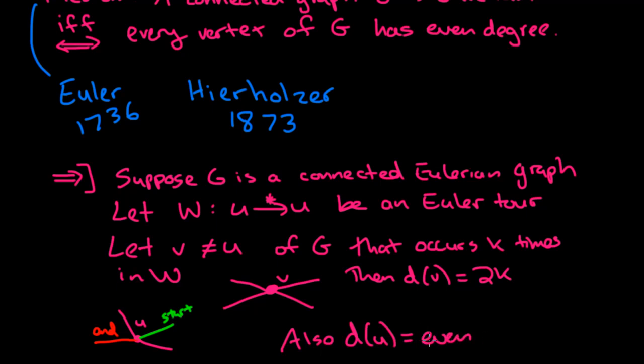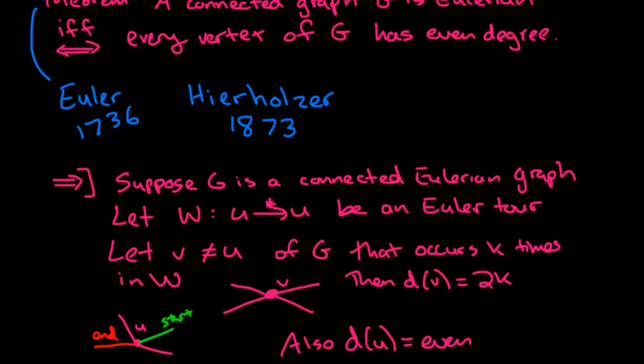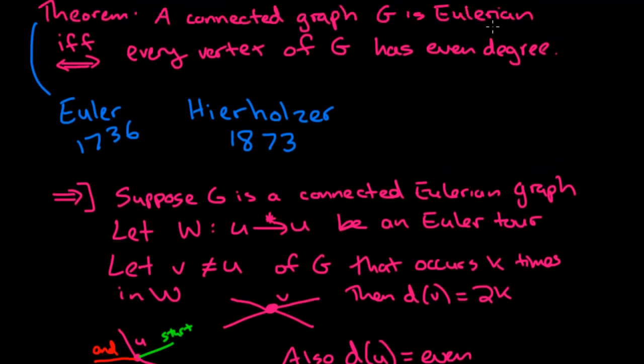So it should also be clear that the degree of U is even. So that means that all of the vertices of the graph have even degree. So that just proves the first part. That proves that if the graph is Eulerian, i.e. it has an Euler tour, then every vertex has even degree.